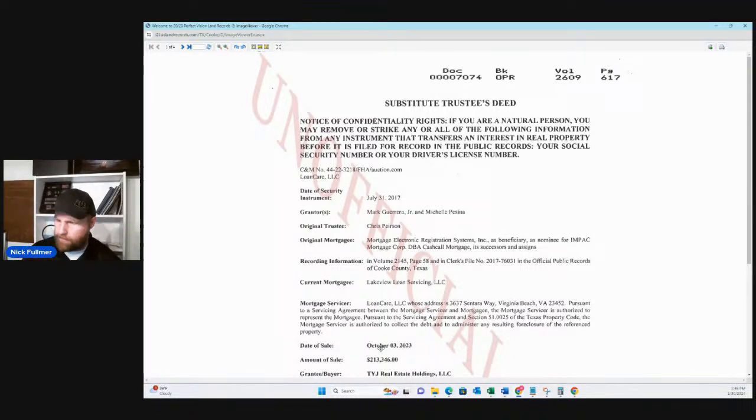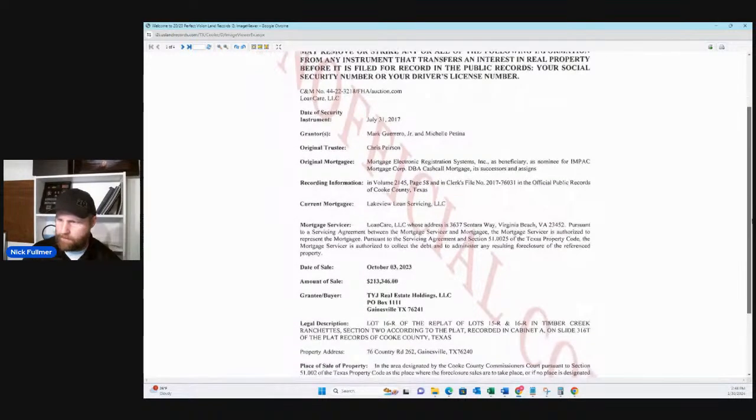You can see when it sold for right down here, October 3rd, 2023, first Tuesday of October. You can see how much it sold for. You can see who bought it. You can see the address of the property.